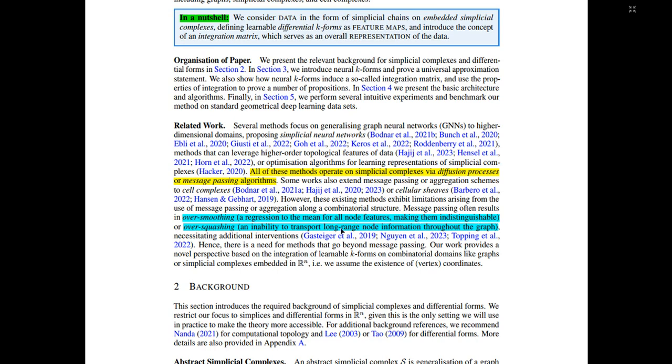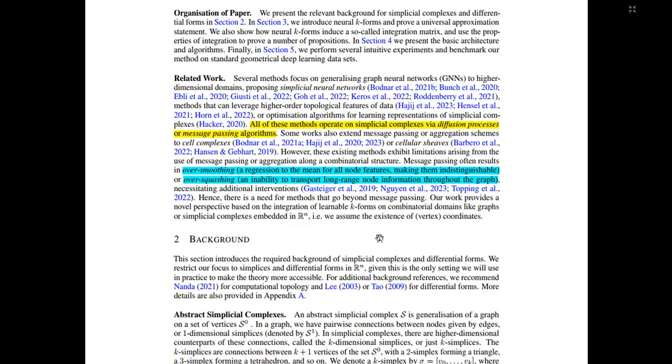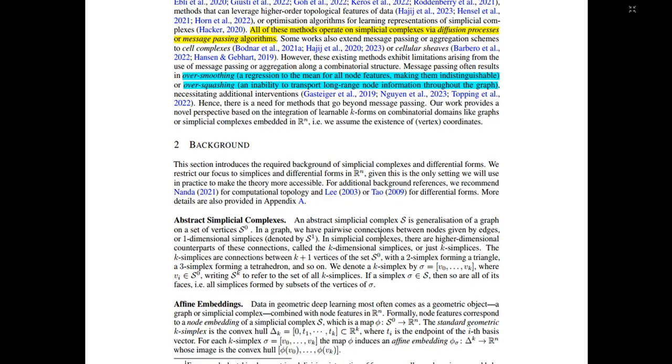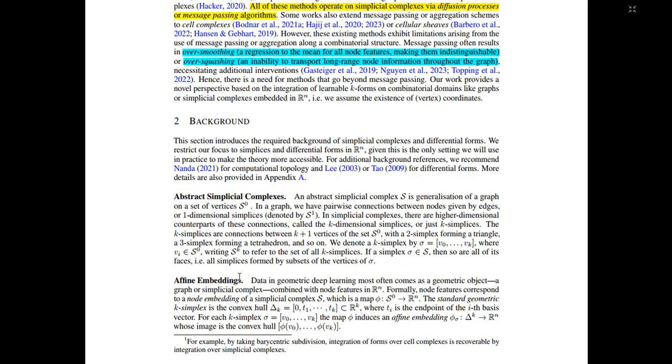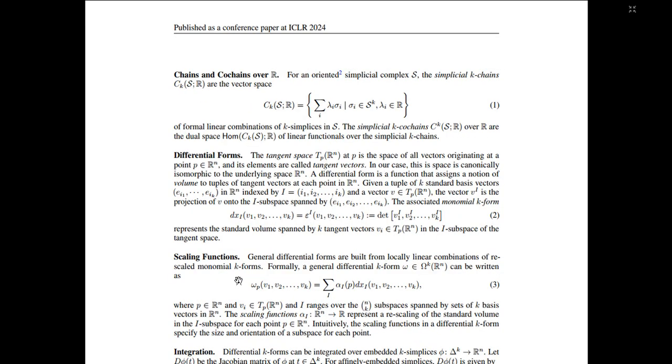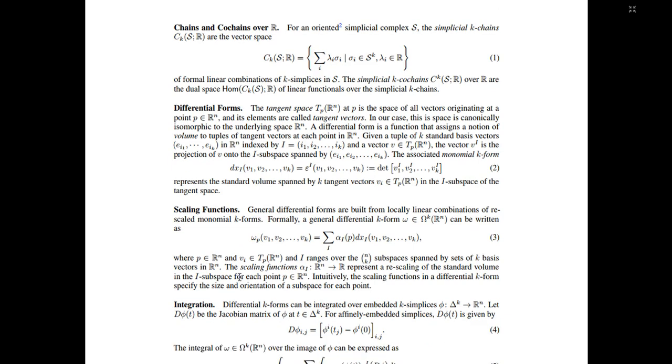And in this, because of the message passing in graph neural networks. But here we use the differential form and integration of differential forms to create something where we don't need message passing, and it is an alternative. We can review the concepts of differential forms, like in the paper, that we had some explanation of also in the homology and cohomology video.